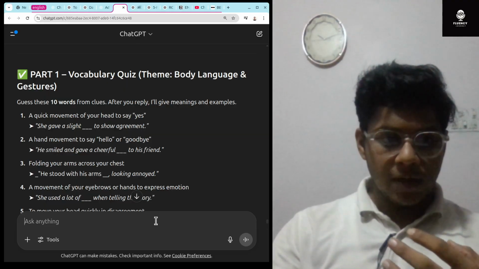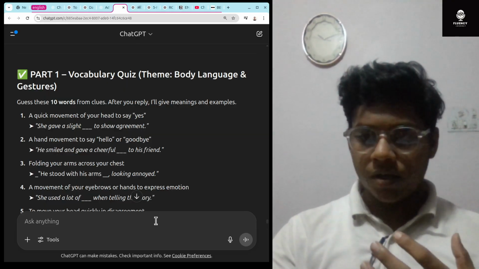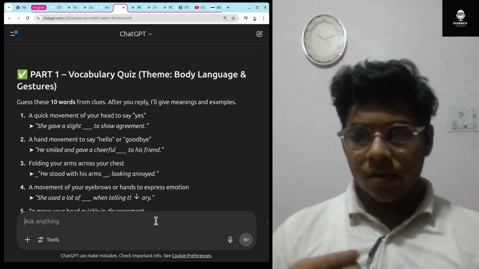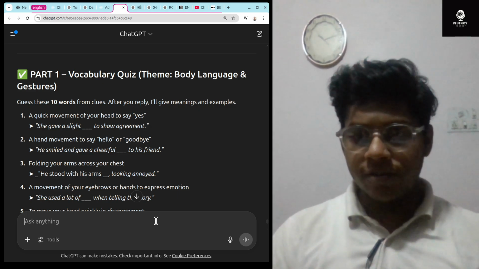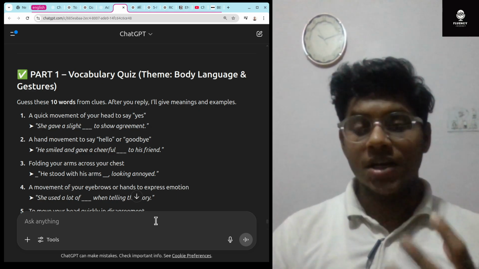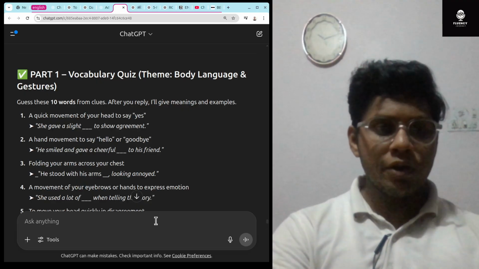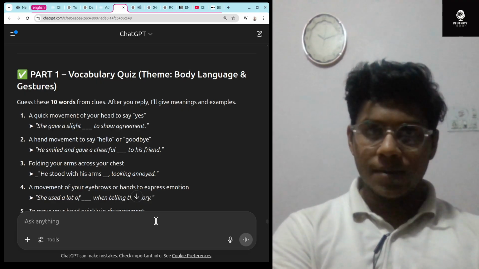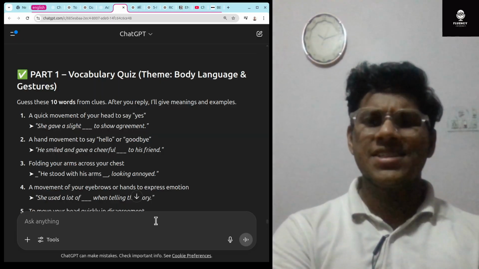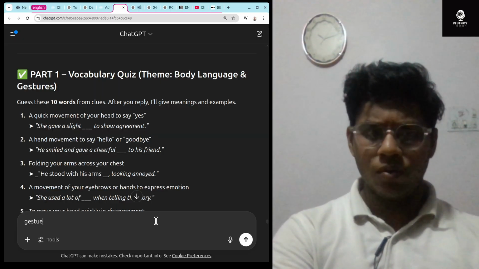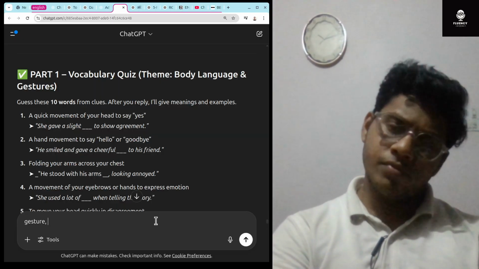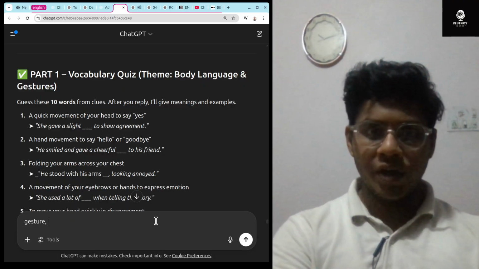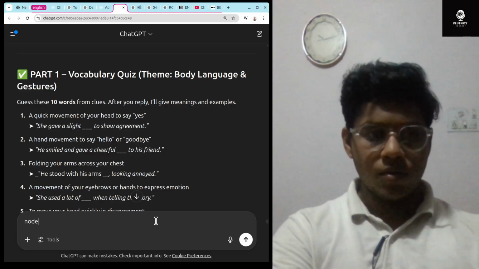gestures. So yeah, now we will answer these. Firstly we will guess the vocabulary, and then we will learn what the vocabularies are, right? So a quick movement of your head to say yes. She gave a slight... I think it's gesture, right? I don't know. Means what do we do? Nod. A slight nod to show agreement. Means nod.